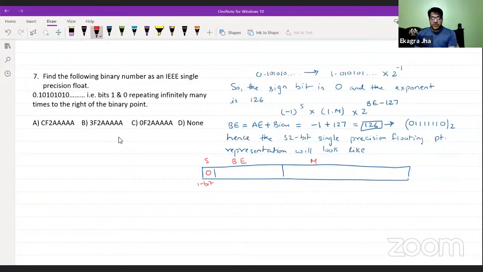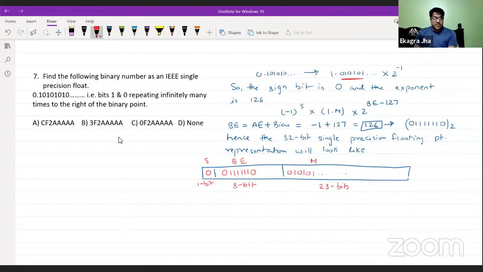Biased exponent, which is 126. We already have the binary of 126: 1, 1, 1, 1, 1, 1, and 0. So we'll have an 8-bit representation of biased exponent. And the mantissa, we have already calculated it as this. This will be our mantissa. So the mantissa will be 0, 1, 0, 1, 0, 1, and continued infinite times for 23 bits of length.